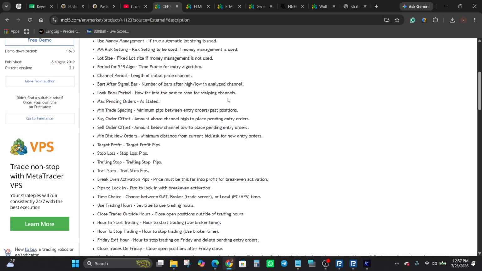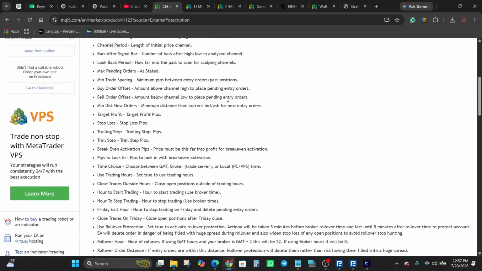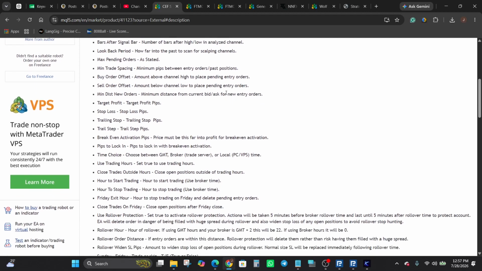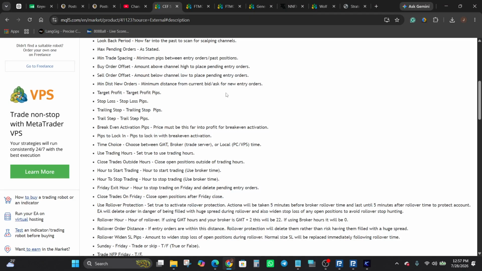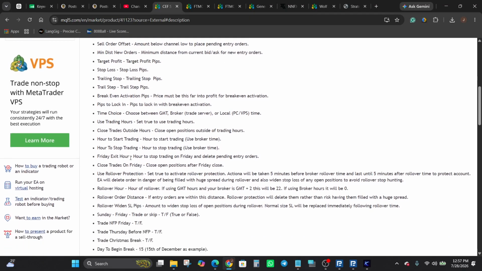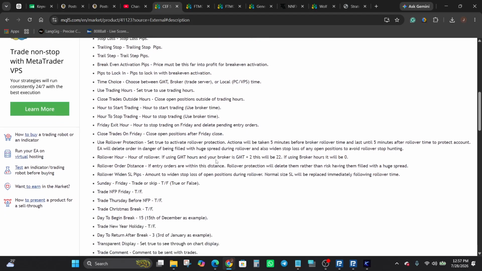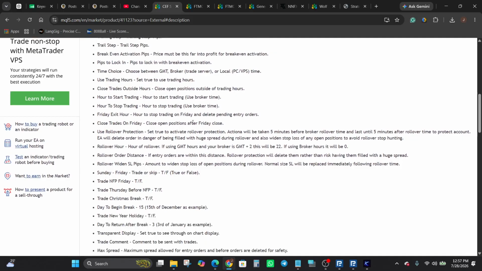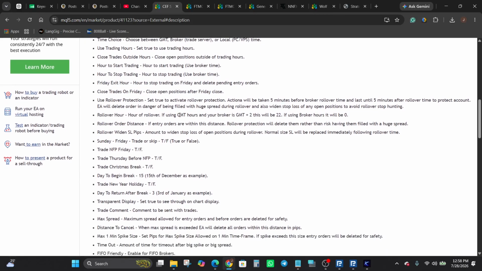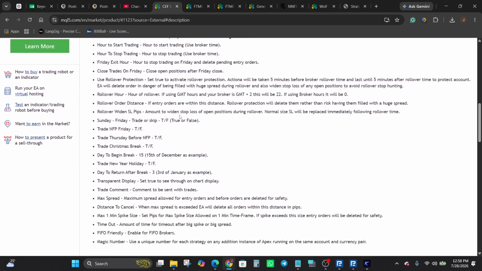There is also an extensive set of time and safety filters: configurable trading hours with an option to close positions outside those hours, a Friday exit hour with its own closing behavior, and dedicated rollover protection that widens stop losses and removes at-risk pending orders around the broker's rollover time. On top of that, there are specific toggles for trading around NFP Fridays, the Thursday before NFP, and separate settings for skipping the Christmas and New Year holiday periods.